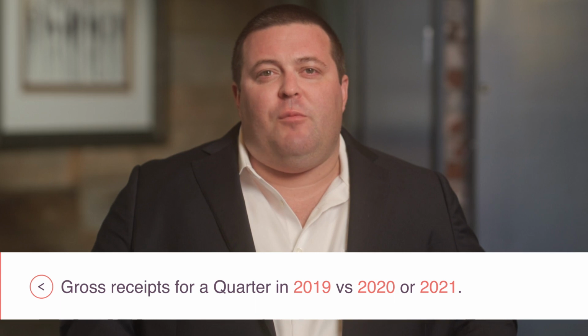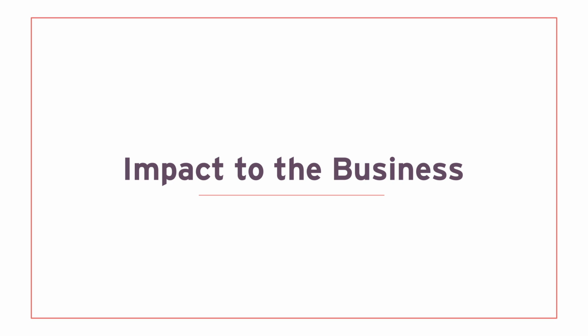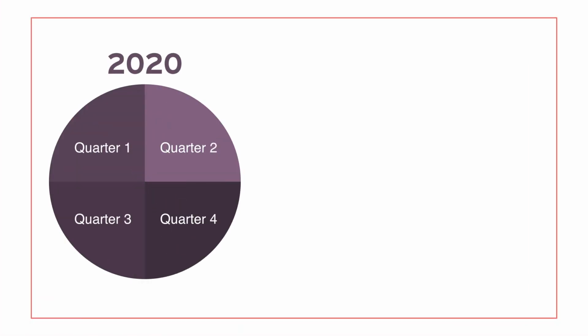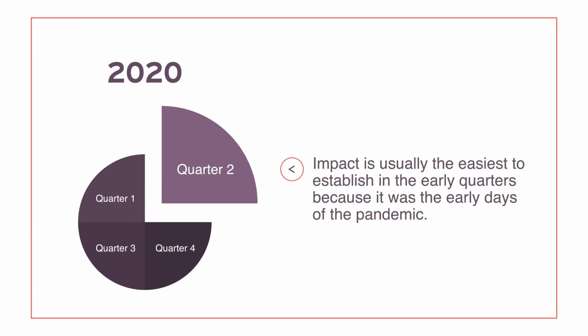On the operational impact side of things, the first place we start is with the impact to the business. So going through quarter by quarter, we want to really make sure that we have the impact to the business documented and that impact was more than nominal. And so the first place we start is in the earlier quarters, mainly second quarter of 2020. Impact is usually the easiest to establish in the early quarters because it was the early days of the pandemic.